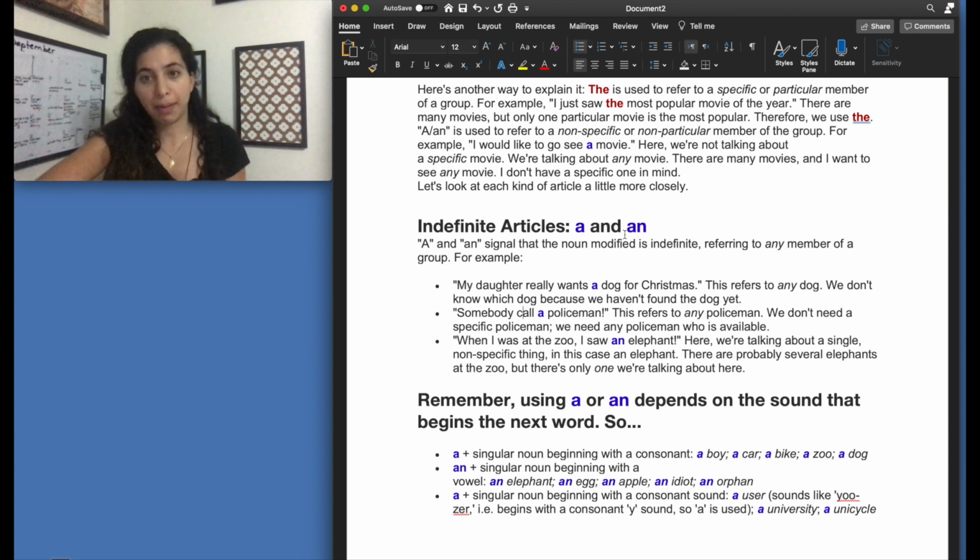They are the same, except we use an with vowels, like E, I, A. So when the next word starts with an A, like animal, we use an.